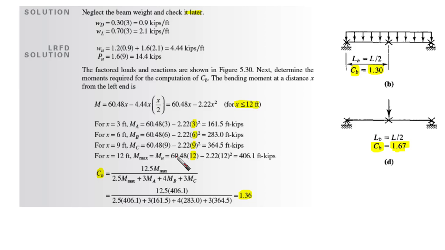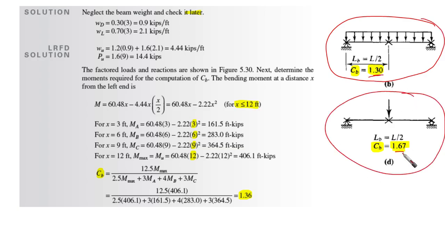So for this reason, because we have CB for the distributed load of 1.3 and for the concentrated load of 1.67, but we do not have the combination of the two, we need to go to the first main equation for calculating CB, which is, as you can see here, 12.5 M maximum over 2.5 M maximum plus 3 MA plus 4 MB plus 3 MC, where M maximum is the maximum moment. And you know where MA, MB, and MC are.